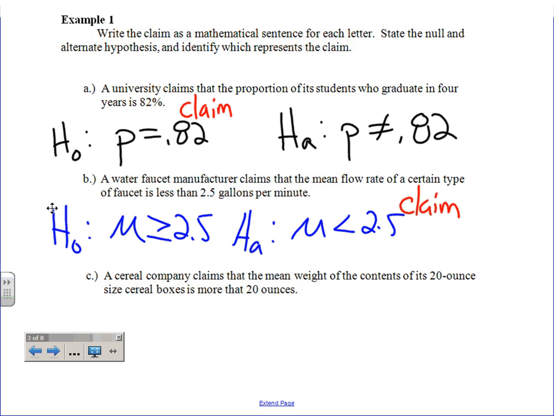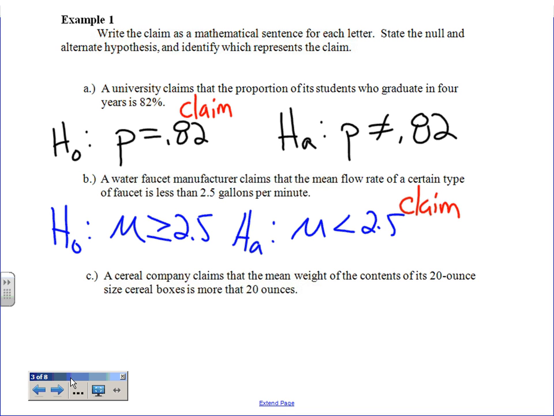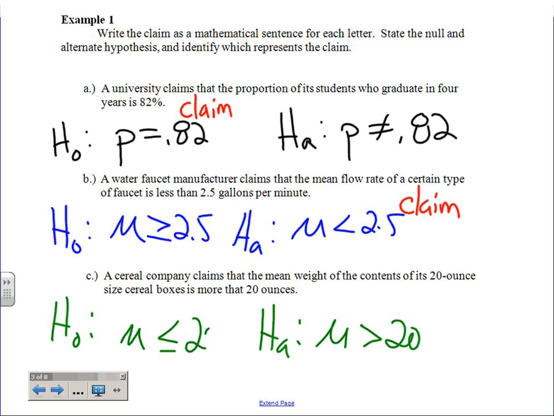Okay. So how about a cereal company claims? Which color should we use? Green. That the mean height, again, it says is more than 20 ounces. So if the mean is actually more, where should I put that information that the mean is more? Alternate, right? So the mean is more than 20. So over here, the mean would have to be less than or equal to 20. And so once again, which one is the claim?